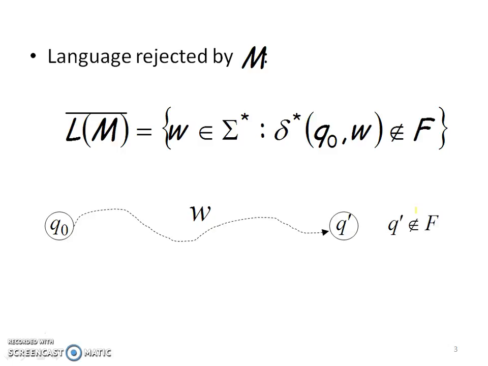And the string is rejected by M if it is exactly the opposite of it. So now here we start with delta star of Q0, W and the transitions happen in such a way that the final state that we reach is one of those which is not the actual accept or final state.